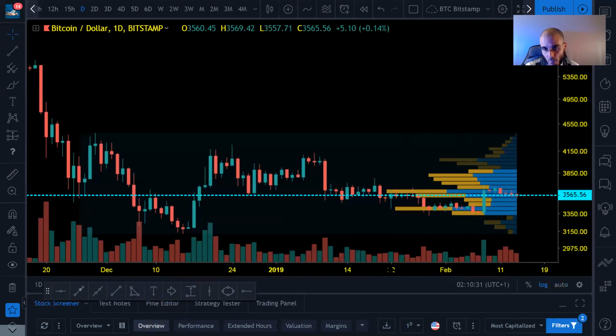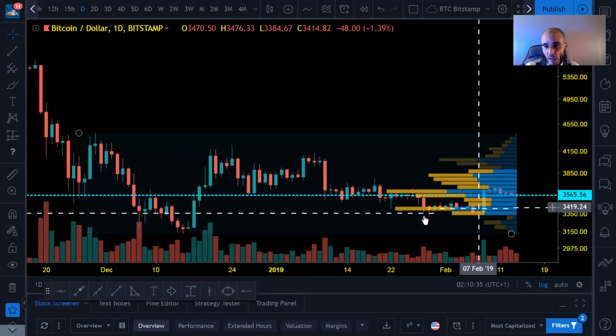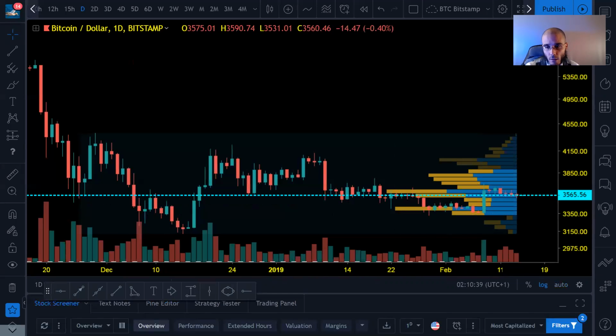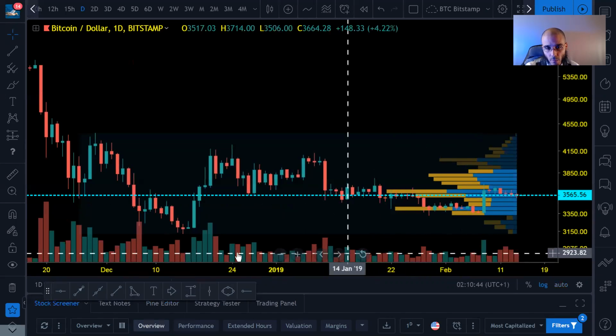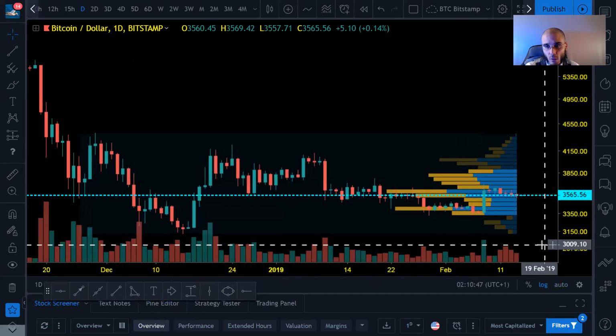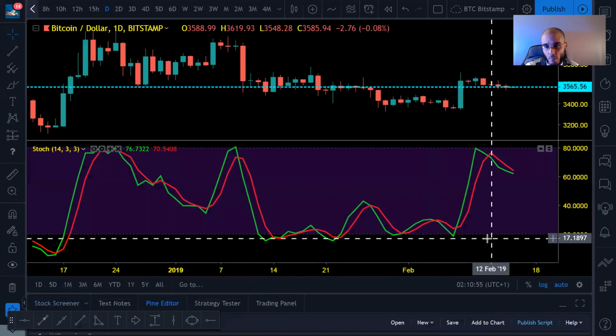Volume chart: well, there's quite some buying where we are right now. So there's some buying volume here. But the volume sticks are quite low. I would give it a neutral. Stochastic is bearish on the 1 day.